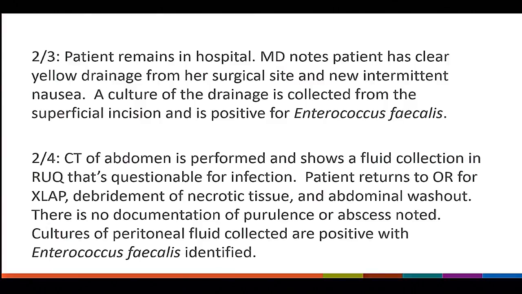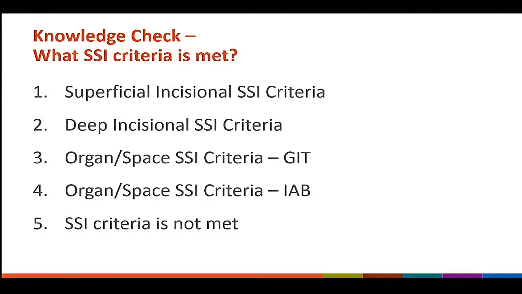On 2-4, a CT of the abdomen is performed and shows a fluid collection in the right upper quadrant that's questionable for infection. The patient returns to the OR for an X-lap, debridement of necrotic tissue, and an abdominal washout. There's no documentation of purulence or abscess noted. Cultures of peritoneal fluid collected are positive with Enterococcus faecalis identified. So what SSI criteria is met?